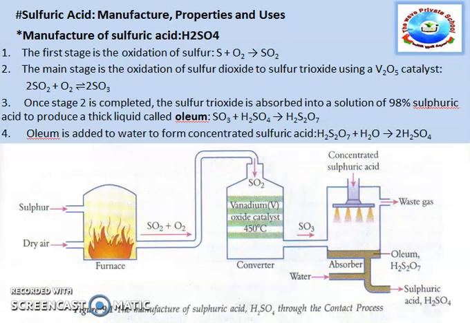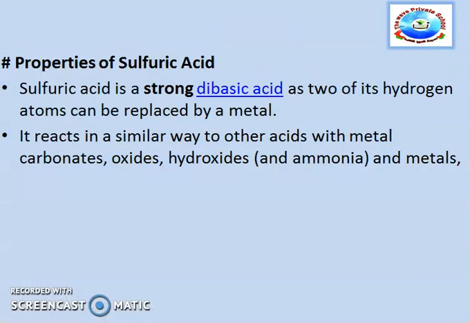Let us see its properties. So student, now we saw how sulfuric acid is prepared. Now let us check some properties of sulfuric acid. Sulfuric acid is a strong dibasic acid, as two of its hydrogen atoms can be replaced by a metal.